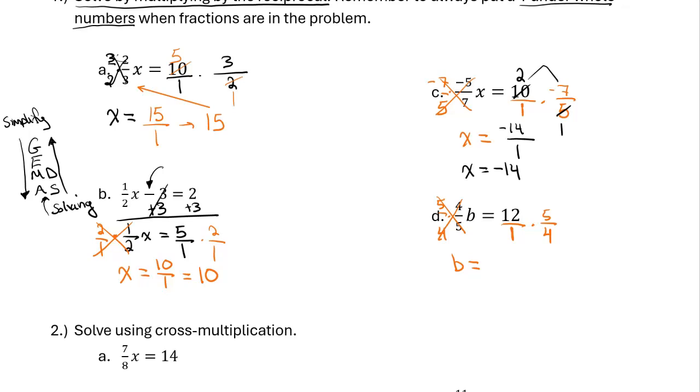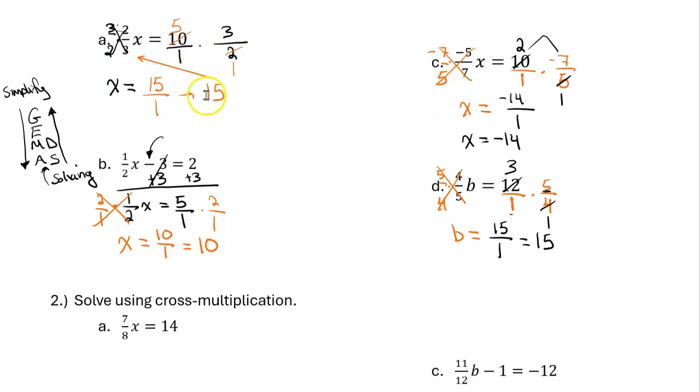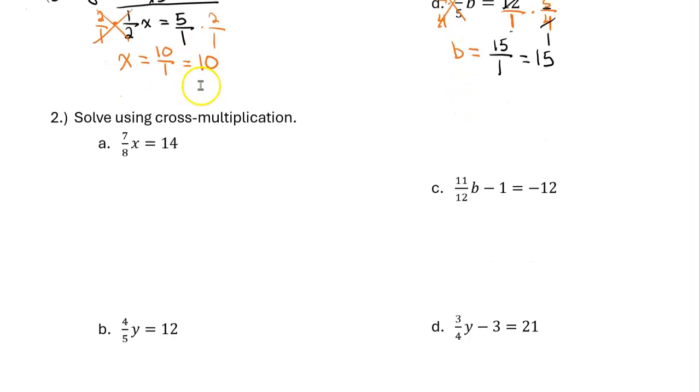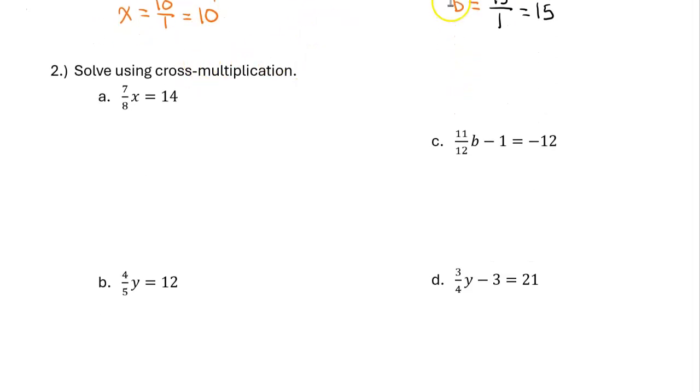All right, so 1 and 5, right? There's nothing I can do. 4 goes into 4 one time, 4 goes into 12 3 times, and now I'm ready to multiply across. So 3 times 5 is 15, over 1 times 1 is 1, and that simplifies down to 15, and that is your final answer.